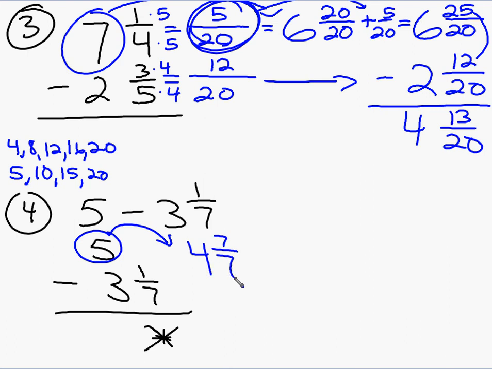But here's what's different about this one. Did I have any sevenths to add on to it? No. This one is ready to subtract right now. Bring over the 3 and 1/7 and subtract. 7 minus 1 is 6. 4 minus 3 is 1. Are there any questions on that problem?